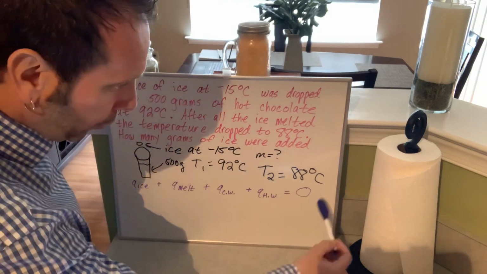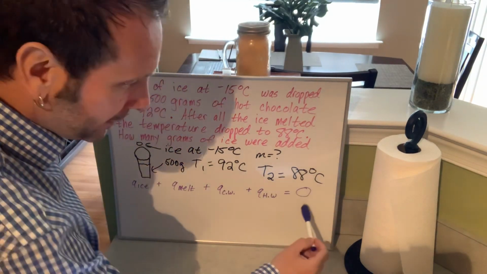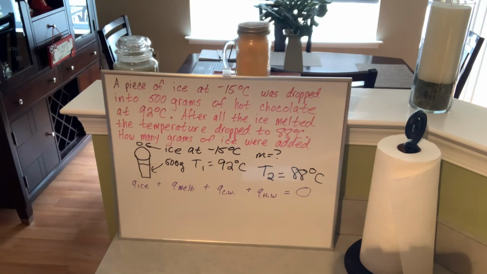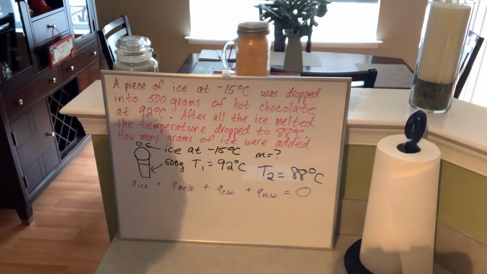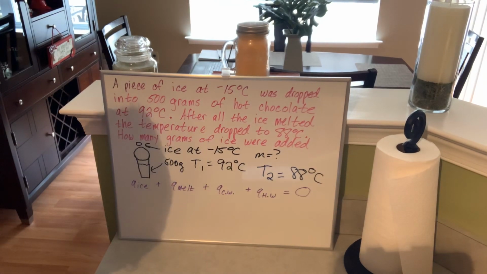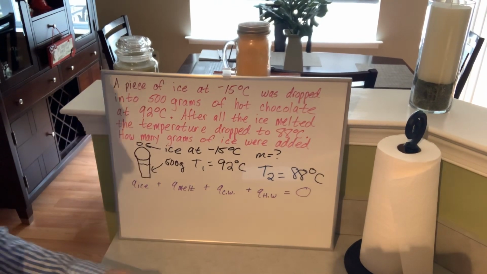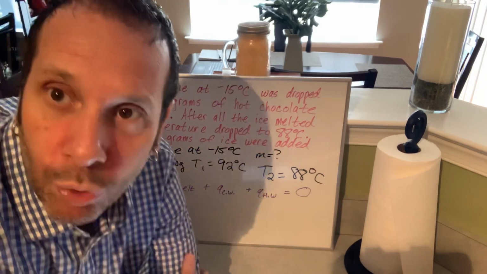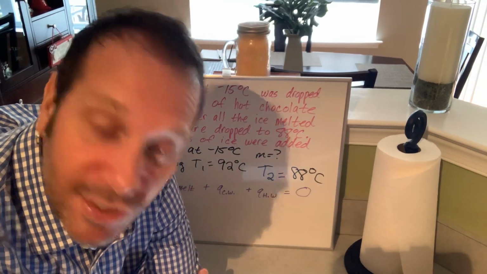The sum of all the thermal energy transfer in this system is going to equal 0. All right, now let's talk about where temperatures are changing and where they are not changing. There is a temperature changing from the ice. The ice can only warm up till it gets to 0.